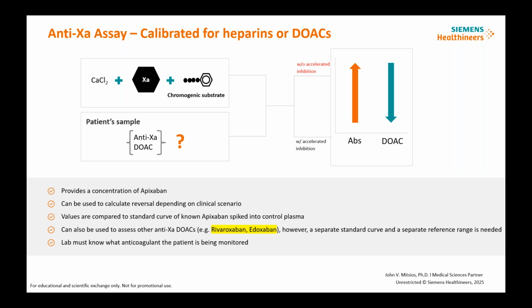It could also be calculated whether or not the patient has a concentration of anti-10A, in this case apixaban, and whether or not the antidote would truly be effective in reversing the effects of the anticoagulant. Again, here we're using a standard curve that's calibrated specific to the anticoagulant being measured, allowing us to assess that. That's why it's also critically important, whenever we get any type of sample sent to the laboratory, that we know which anticoagulant the patient is on, to ensure that we're using the proper calibrated assay to give them the concentration of the anticoagulant that they need.